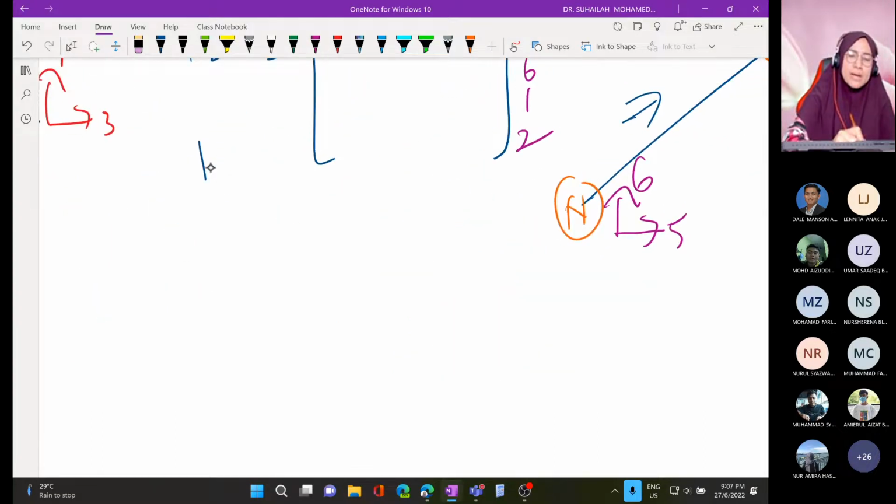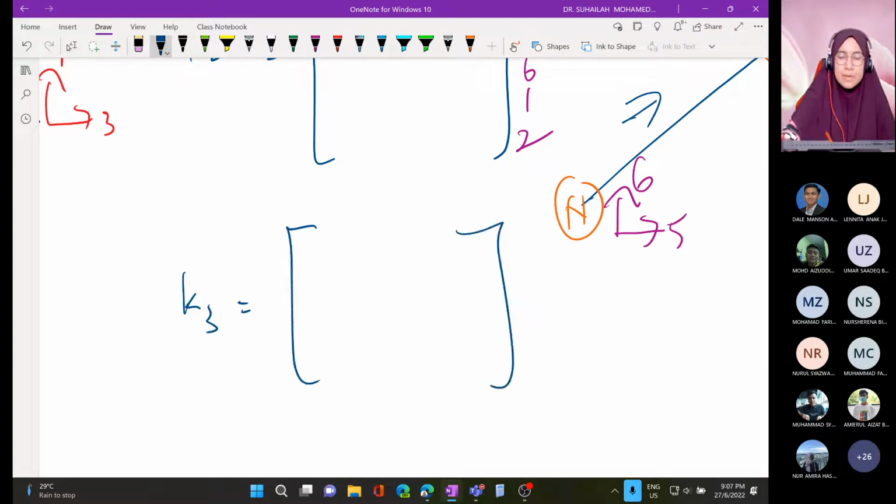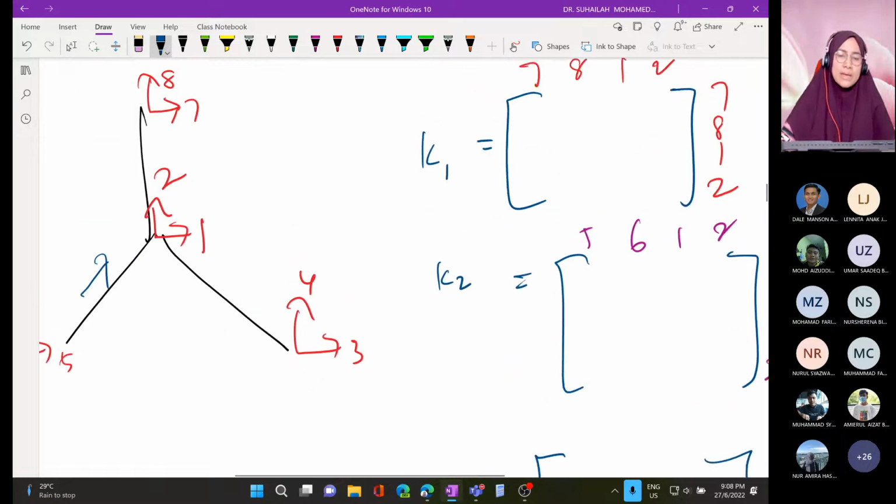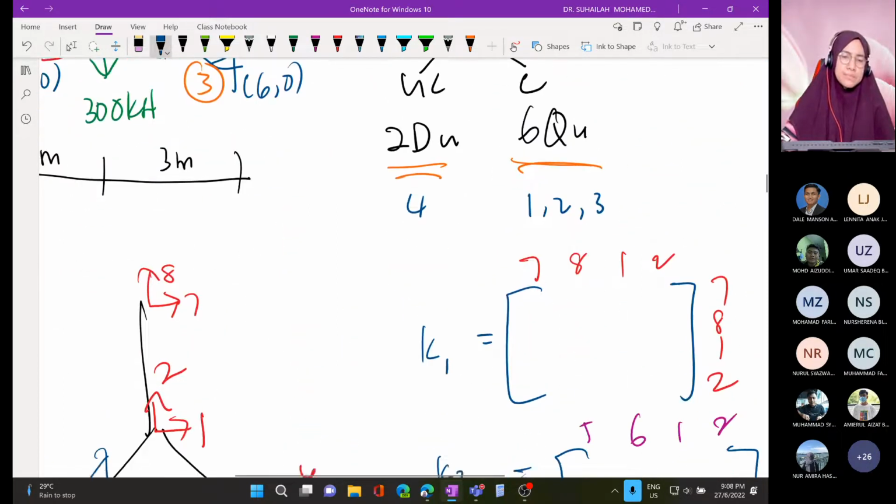Okay, next one, element number 3, K3. Again, we will have a 4 by 4 matrix. We calculate the values in the matrix using the formula, starting by calculating Cx, Cy, lambda X, lambda Y. What is most important is the degree of freedom label. We label starting from near X, Y, then far X, Y. So look at the arrow.